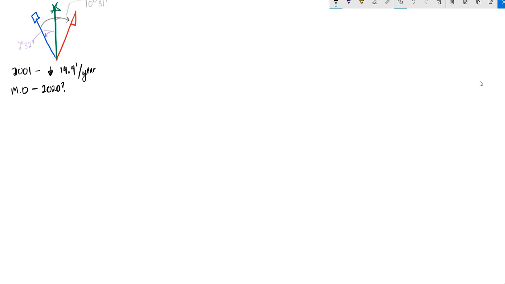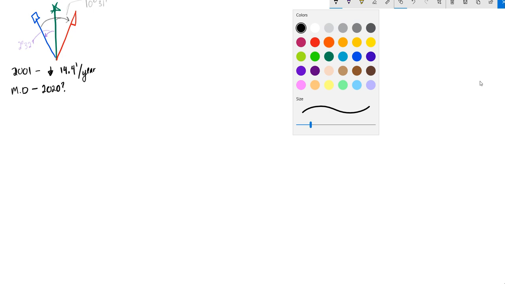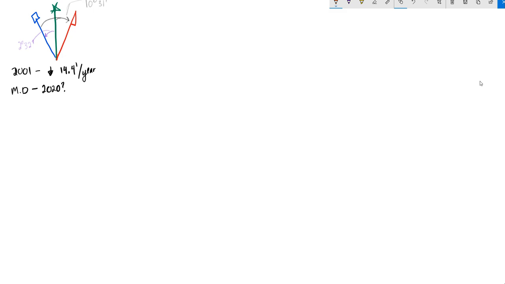All we're doing in this example is trying to figure out what is the magnetic declination. So this one says it's decreasing. So that means that my new magnetic north is going to be in here somewhere, right? So that means this angle between the true north and the magnetic north is actually going to get smaller. So our goal is to figure out what that value is.